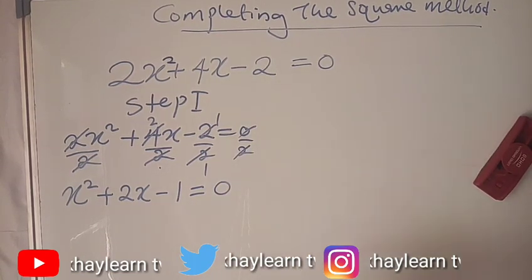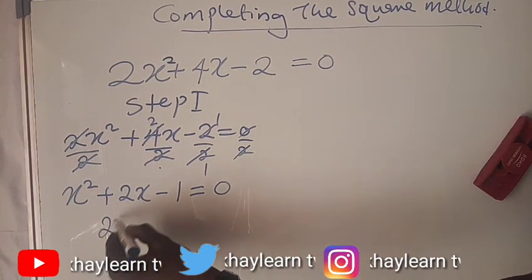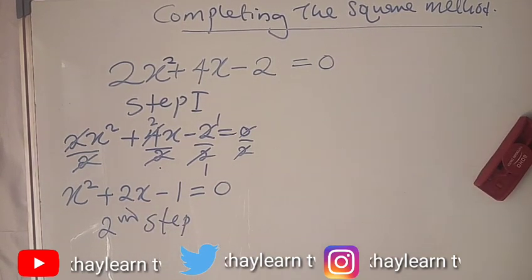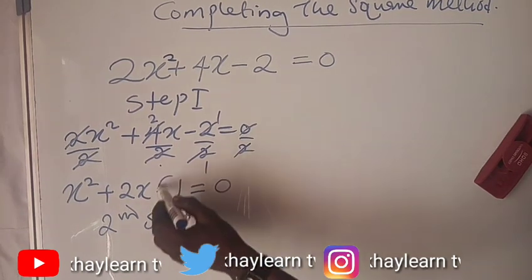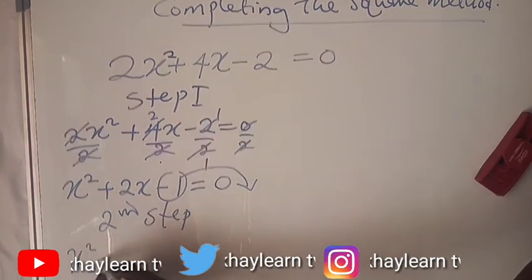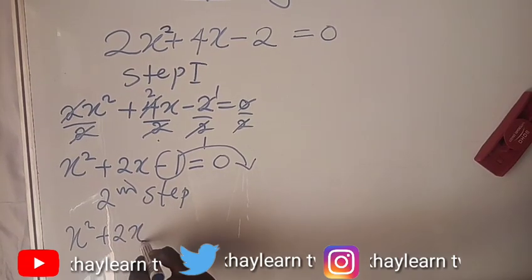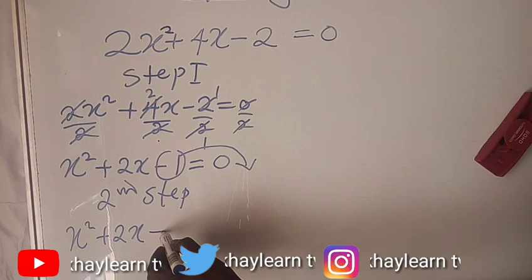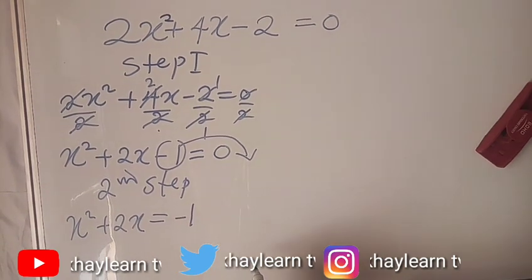So the next thing to do is the second step. That is step 2. You are going to take the constant to the other side, where we have x squared plus 2x equals negative 1.